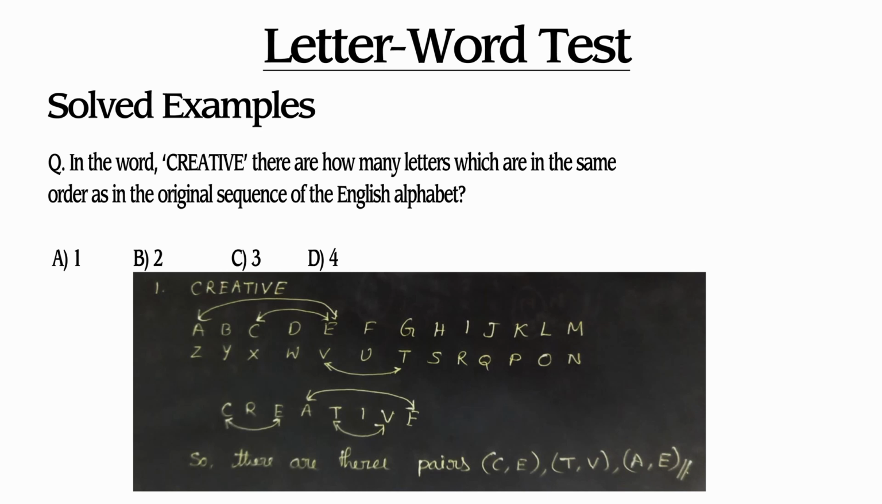But here there is also a third pair in the form of A and E. In the English alphabets, there are three letters in between this sequence. That is B, C and E. Here in this word also there are letters in between this sequence. So the correct answer here is 3.